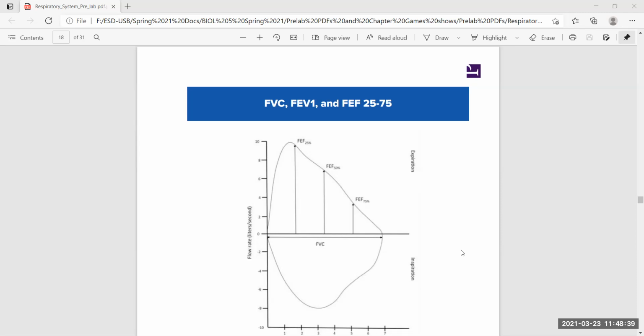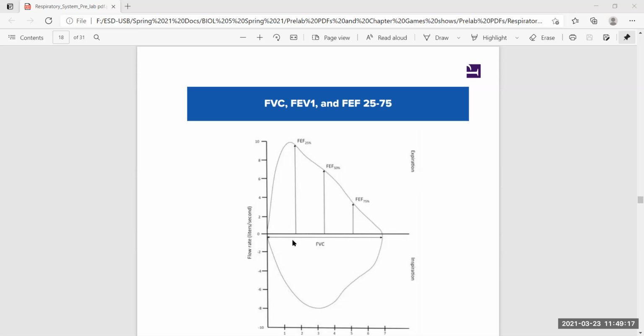Whether we have restrictive lung disorder or obstructive lung disorders, the main feature is this: when the volume is decreased, that is restriction, or restrictive lung disorder. When flow of air is reduced, that is obstructive, because there is obstruction to the flow of the air.